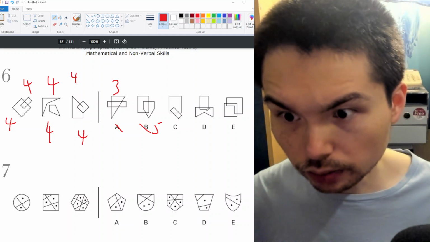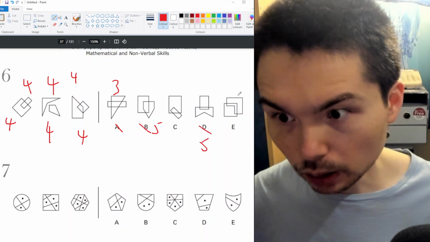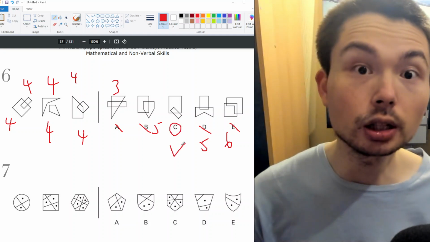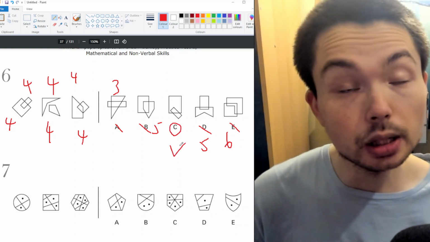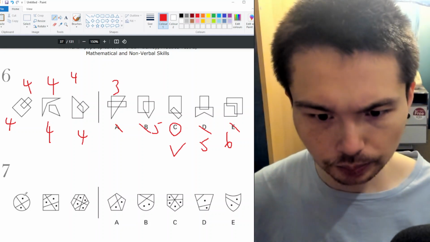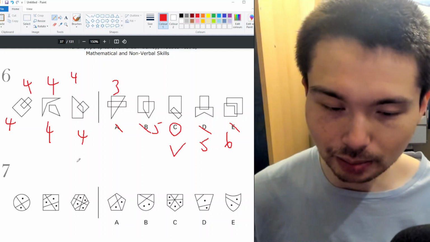Here, 1, 2, 3, 4, 5. No. And then here, 1, 2, 3, 4, 5. L shape, no. So the answer is C. That was really fast. I hope you can see that really quickly as well. That's just 10 seconds. Next, number 7. I had to check this one, by the way, just to make sure.